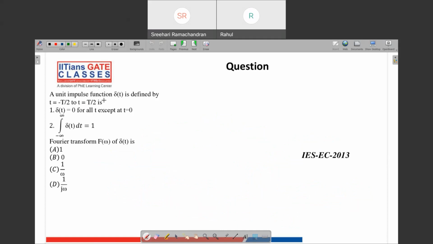So in this problem, we want to calculate what will be the Fourier transform of the impulse. This is going to be pretty easy. So this is the Fourier transform formula. Just replace this x of t with the impulse.